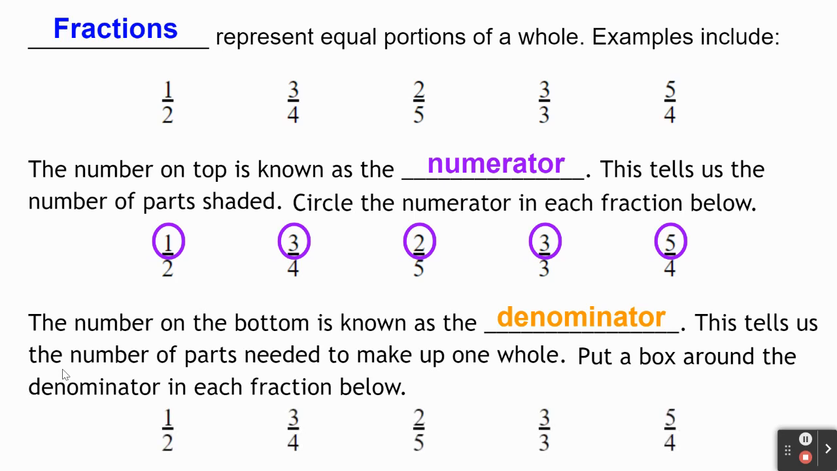In 1/2, the denominator is 2, meaning there are 2 parts making up one whole. In 3/4, the denominator is 4, meaning there are 4 parts in one whole. In 2/5, the denominator is 5, meaning there are 5 parts making up one whole. In 3/3, the denominator is 3, meaning there are 3 parts that make up one whole. And in the last one, 5/4, the denominator is 4, meaning there are 4 parts that make up one whole.